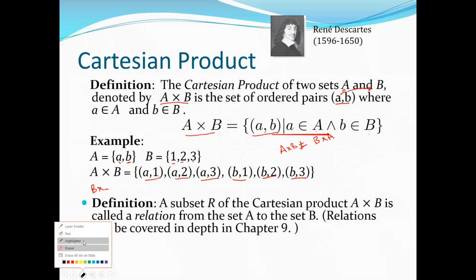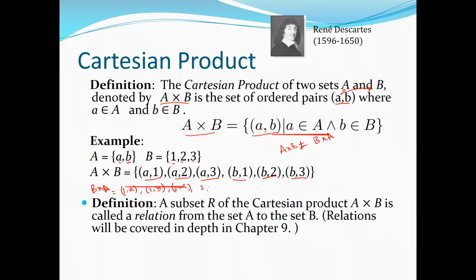Okay, so B cross A, right? Now you have to take B first: (1, A), then (1, B), then (2, A), (2, B), and then (3, A) and (3, B). So this is the result of B cross A. This is entirely different from A cross B because the order does matter, right?